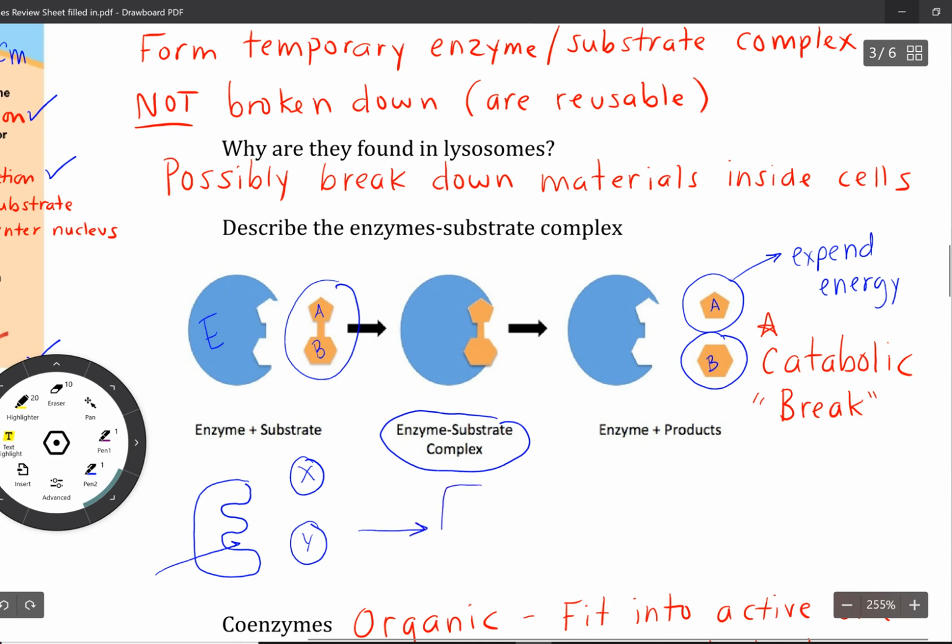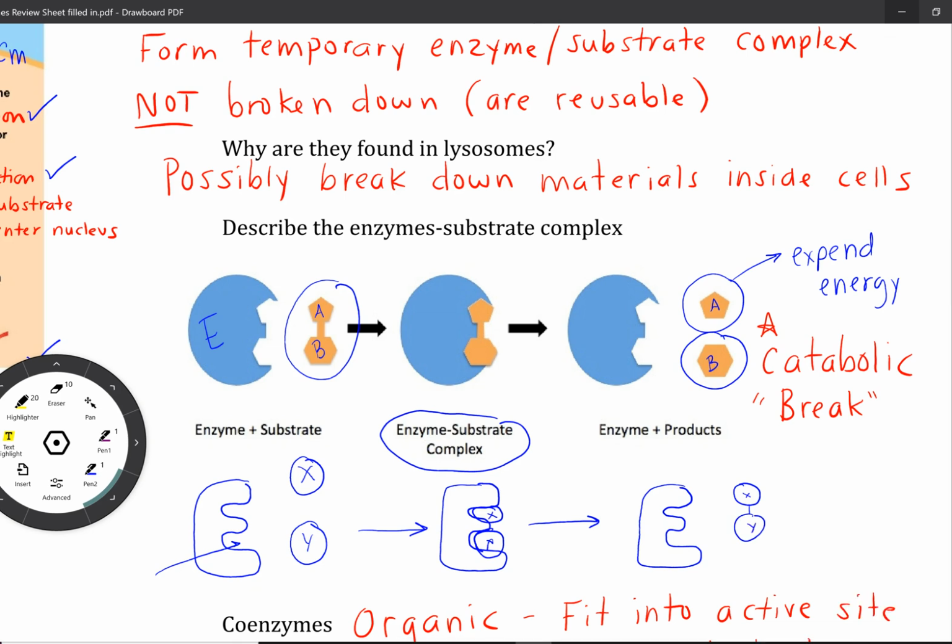And now here is our enzyme, and it kind of looks like an E again. And now there's your X and your Y forming this substrate complex. And if you are adding energy, the enzyme stays the same. Nothing changes there. And now X and Y are linked. You just made or did an anabolic reaction.